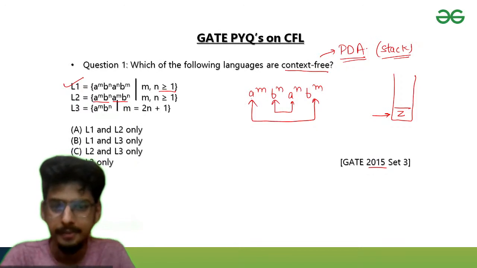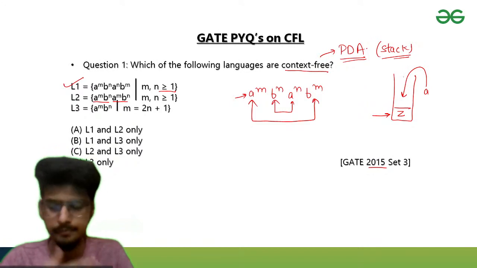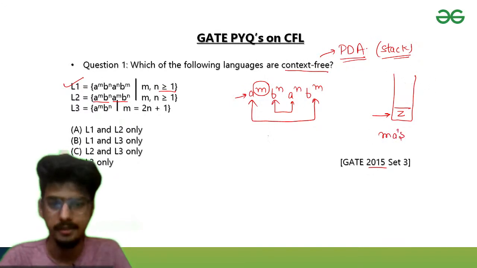Our approach can be, whenever you see the first a's, all the a's which occur first, just push them onto the stack. Keep on pushing them onto the stack. After a time, m number of a's you will see, and the stack will have m a's. So let's suppose m is equal to 2, and let's suppose n is equal to 3, so that it becomes easier to understand. First you will push 2 a's.